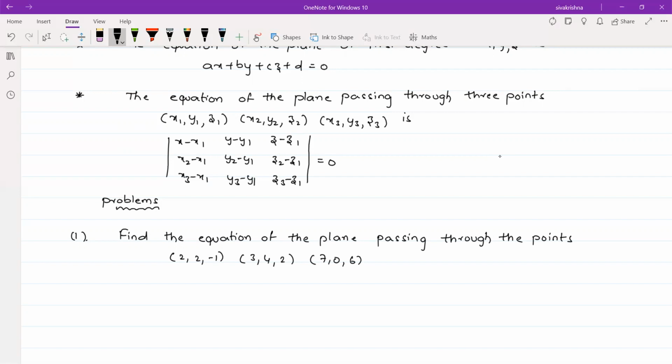Coming to the solution, we name the given points: let A is equal to 2, 2, minus 1, B is equal to 3, 4, 2, and C is equal to 7, 0, 6 be the given points.